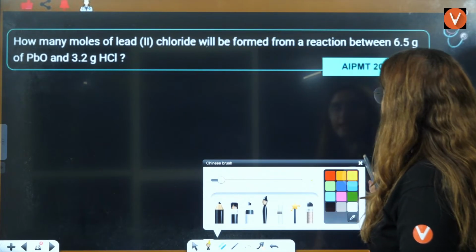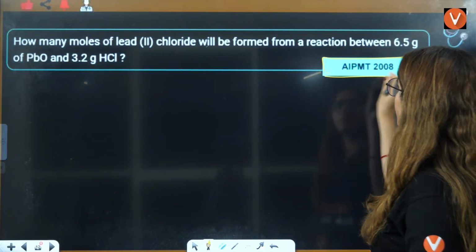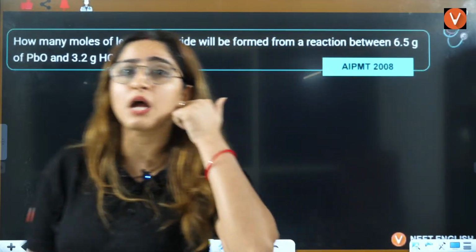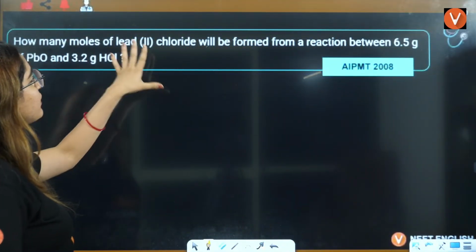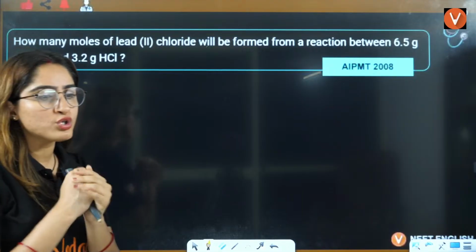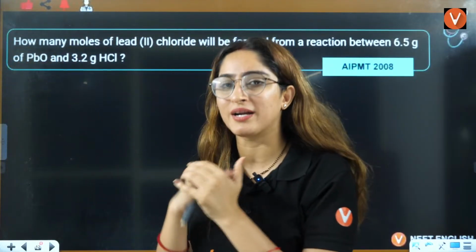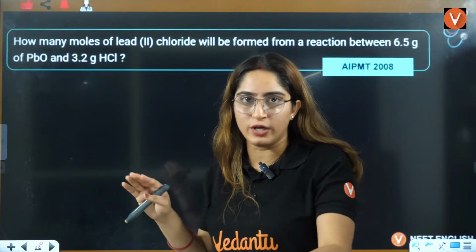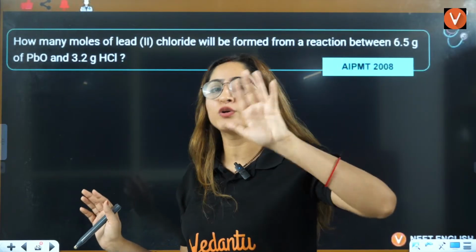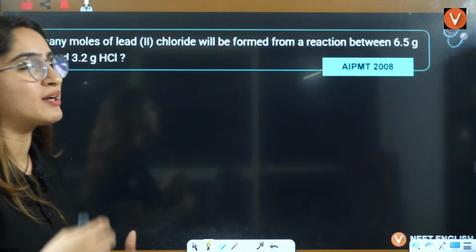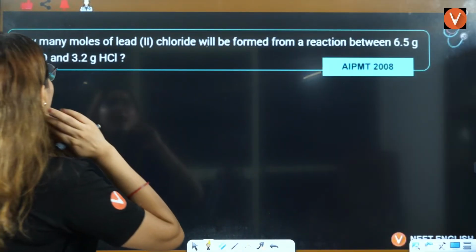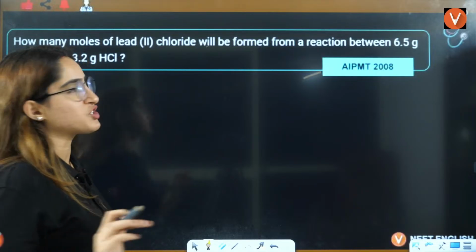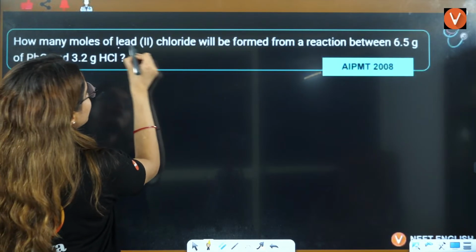Now let's move ahead. The next question is, how many moles of lead chloride? Those students who are finding it difficult to understand the question of limiting reagent, I'll go very slowly in this question. Try to understand. The more questions you understand, the more you will feel what is exactly happening. Firstly, write down the balanced chemical equation. So, how many moles of lead 2 chloride?